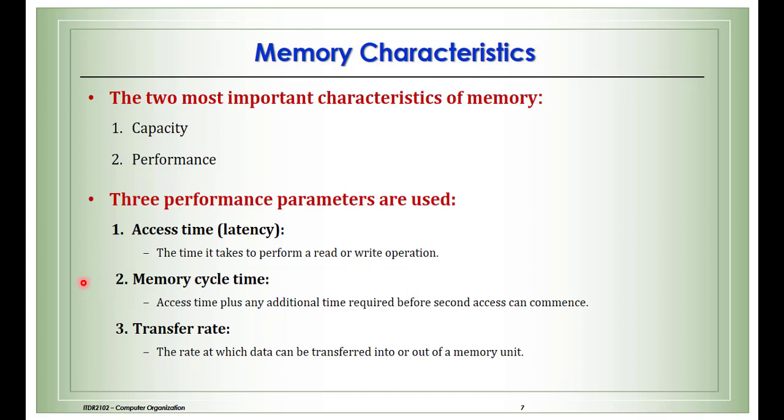The third parameter is the transfer rate. So the rate at which data is transferred to and out of the memory is the third parameter of the memory performance.